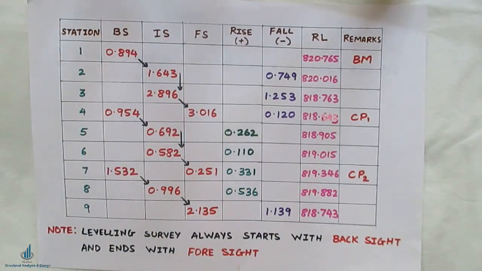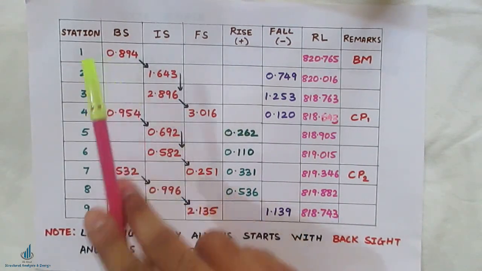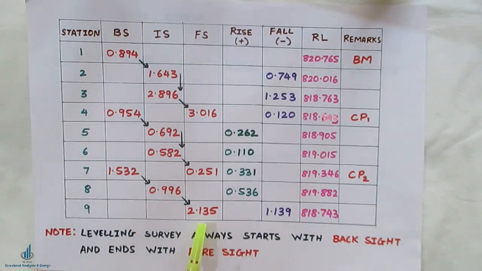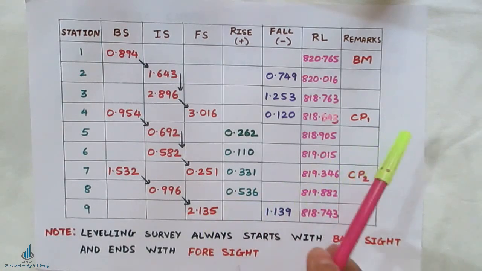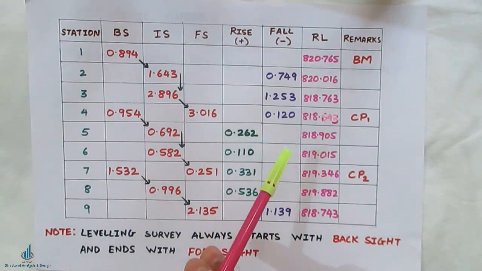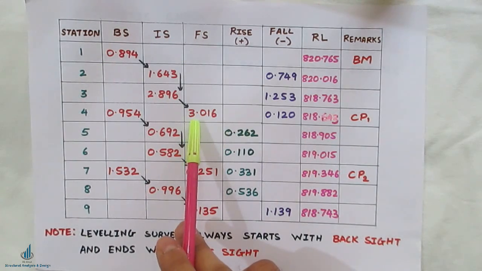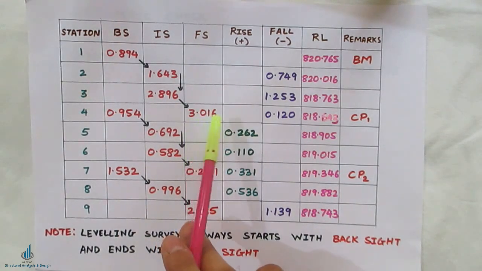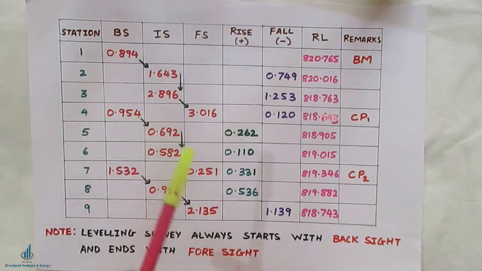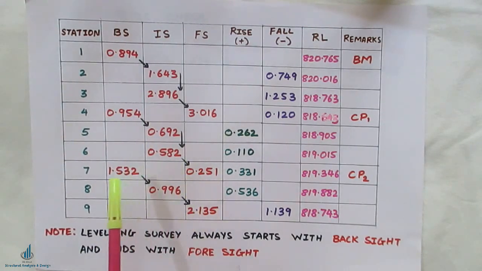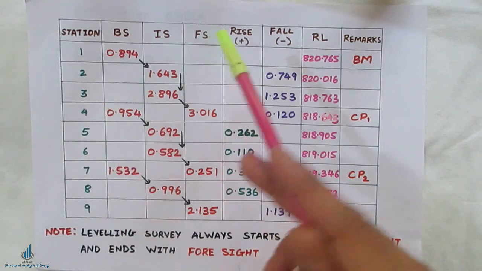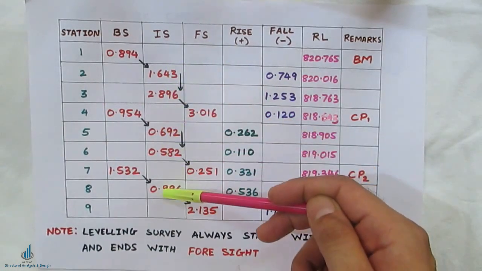So this is how the field book table looks. Here I have written a note: leveling survey always starts with a backsight. The first reading will be on the backsight and it ends with a foresight, and the last reading will be on a foresight. You always have to remember this. The instrument was shifted after the 4th reading, so 3.016 will be a foresight, and immediately the 5th reading will be a backsight. The 8th reading will be a foresight, and the 9th reading will be a backsight. The remaining readings will be in the IS columns.